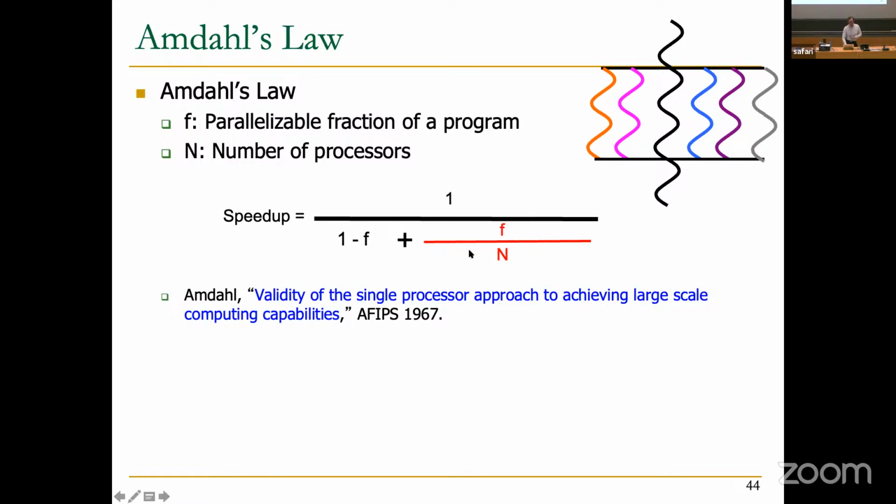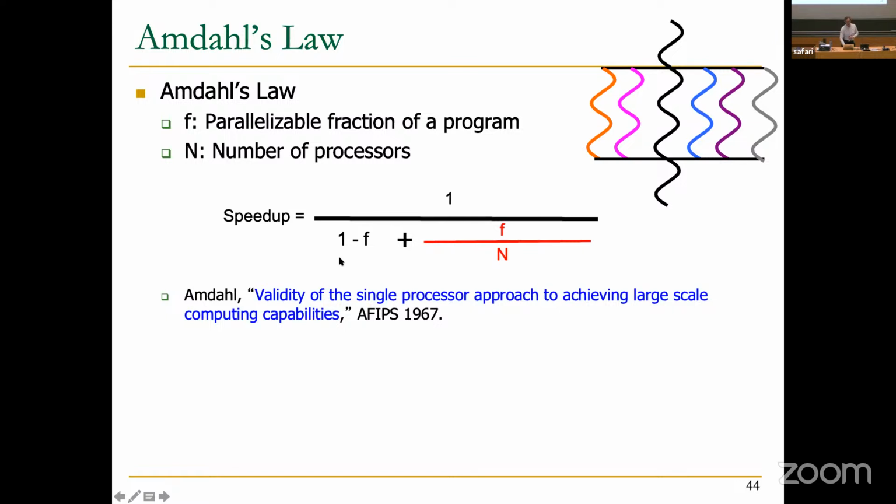As n goes to infinity, this goes to 0. So your speed up at the limit as n goes to infinity is really bound by f, which is the parallelizable fraction. If your parallelizable fraction is 50%, your speed up is at most 2. That doesn't sound good now, right? With infinite number of processing elements, your speed up is only 2 if your parallelizable fraction is 50%.